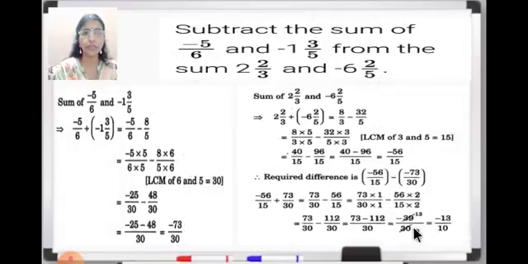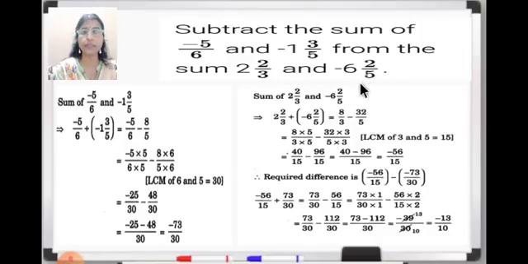Now children, one more question. Subtract the sum of minus 5 upon 6 and minus 1 3 upon 5 from the sum of 2 2 upon 3 and minus 6 2 upon 5. So that means what you have to do? You have to do subtraction also, you have to do addition also.